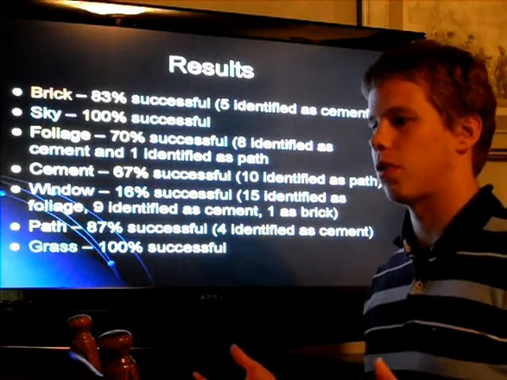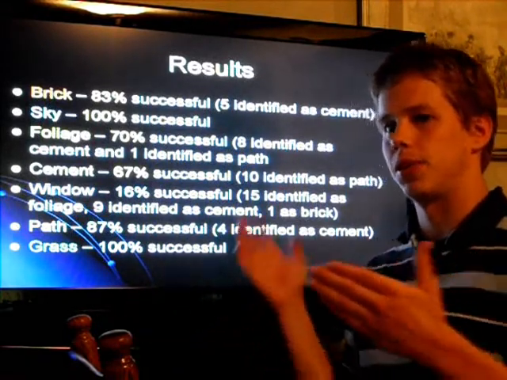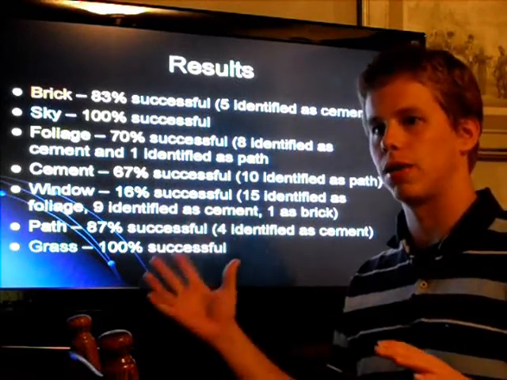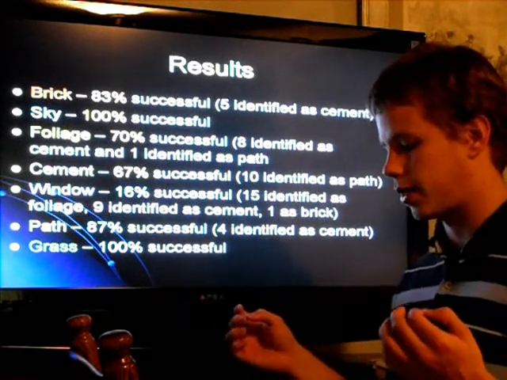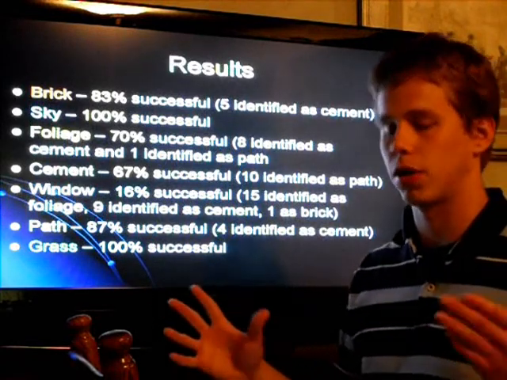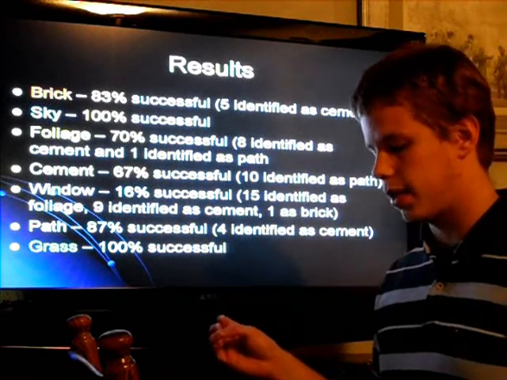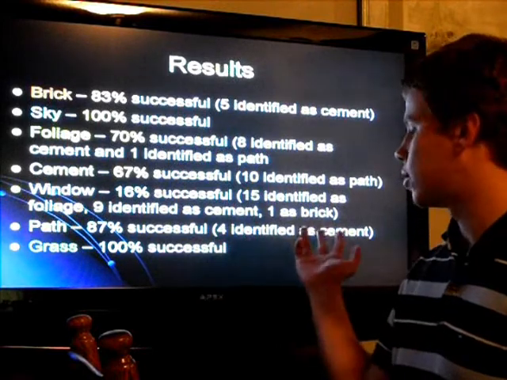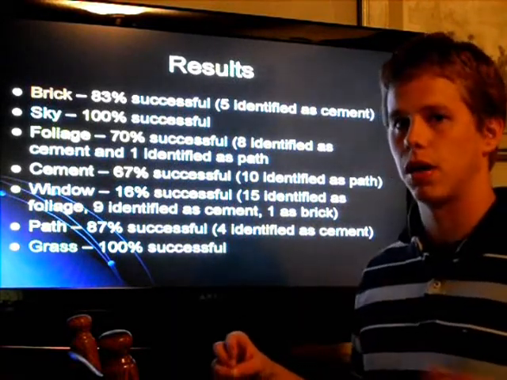Now this baffled me for a while, but then I realized that the window, instead of being able to see through it, it probably was reflecting whatever was outside. So that's why it misidentifies as foliage, cement, and brick, because it's just a reflection of whatever is going on outside. Now the path was 87% successful, and like I said before, it misidentified some as the cement, as you can see, and then the grass was 100% successful.